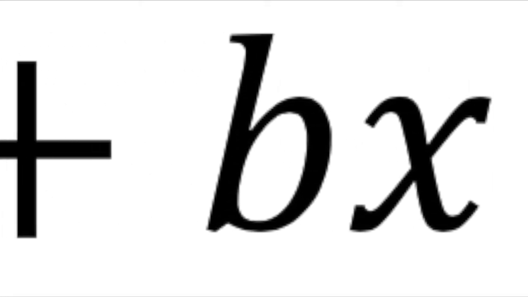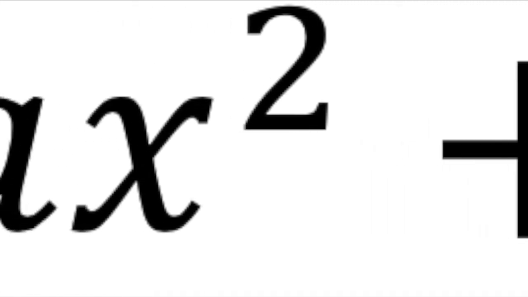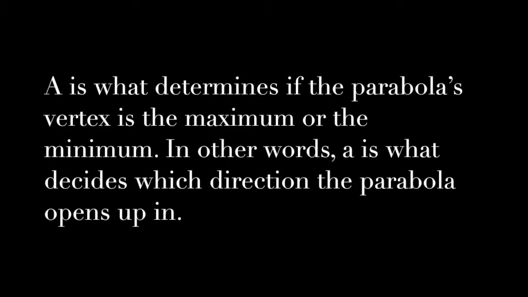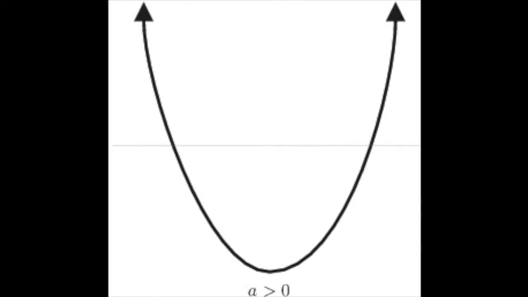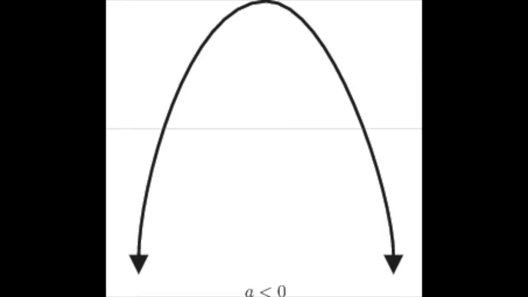Baby, please remember me. A is the value of the first coefficient in an equation in standard form. A is what determines if the parabola's vertex is the maximum or the minimum. In other words, A is what decides which direction the parabola opens up in. If A is positive, the parabola will open upwards like a smile. If A is negative, the parabola will open downwards like a frown.